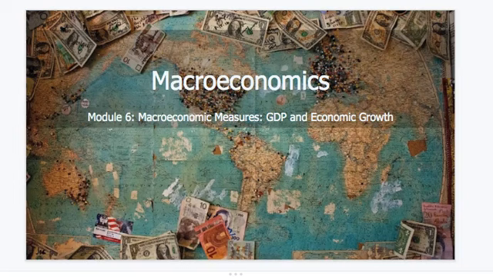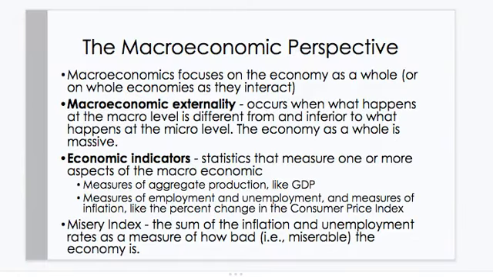Module 6, Macroeconomic Measures, GDP, and Economic Growth. Macroeconomics focuses on the economy as a whole, or whole economies as they interact. Macroeconomic externality occurs when what happens at the macro level is different from and inferior to what happens at the micro level. The economy as a whole is massive. Economic indicators are statistics that measure one or more aspects of the macroeconomy.